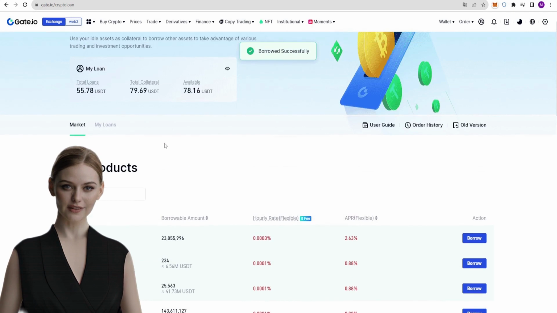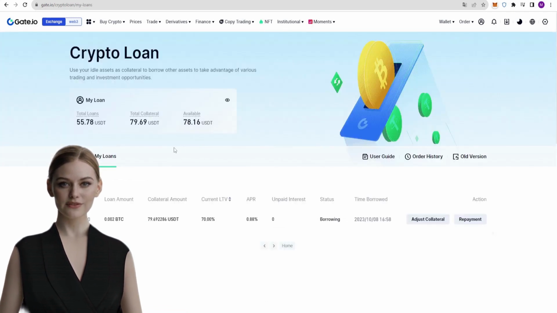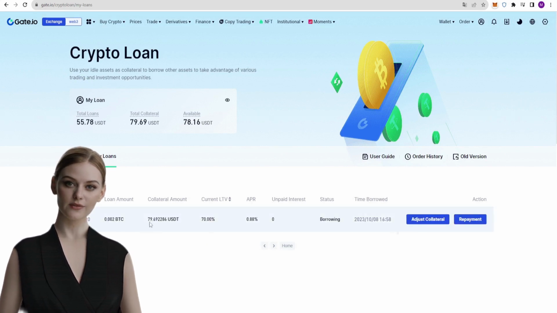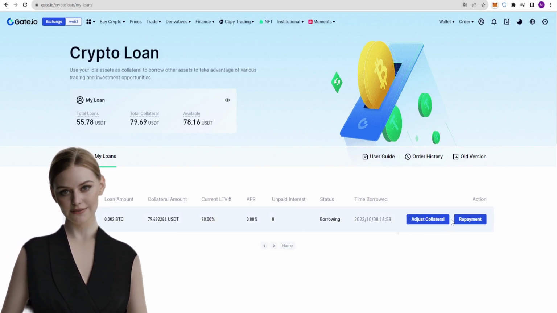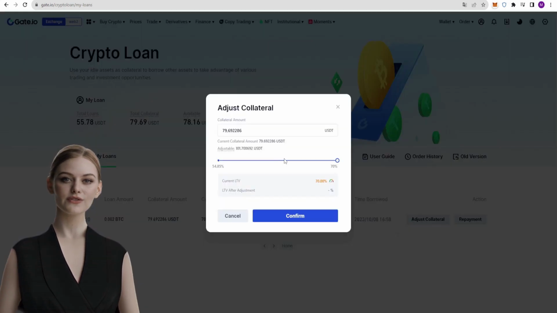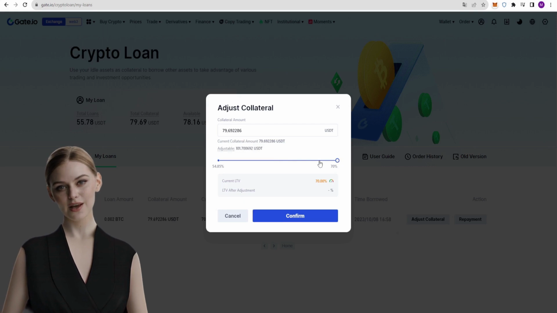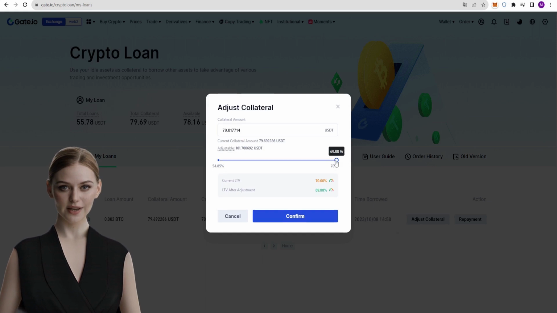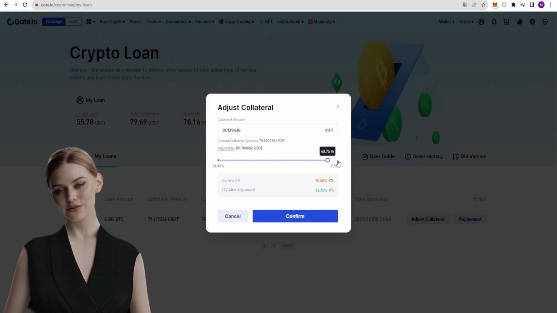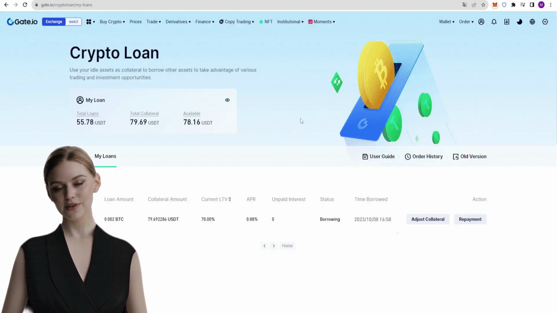To see the borrowed funds, I'm going to the My Loans screen. I can see the loan I've taken in the table above, and below, there are details of the loan. There are two options here. The first one is Adjust Collateral, which is related to the LTV ratio. Clicking this button allows me to adjust the LTV ratio. A higher LTV ratio is a disadvantage because when it reaches 90%, my debt can be liquidated. To reduce this risk, I can increase my collateral amount, thus lowering the LTV ratio.